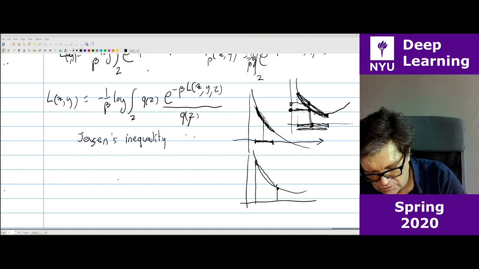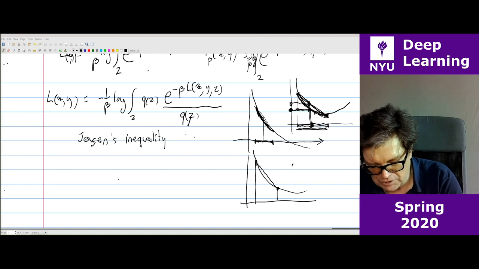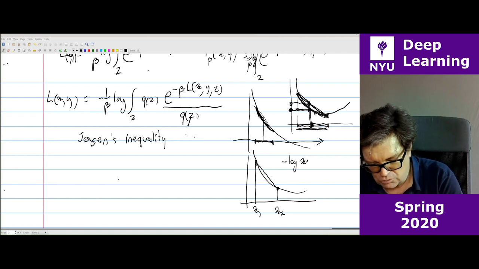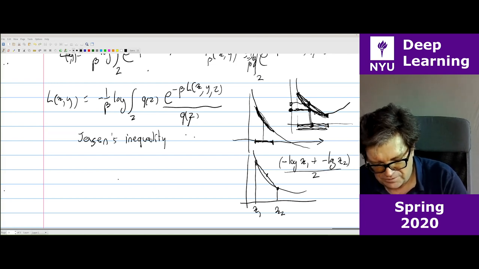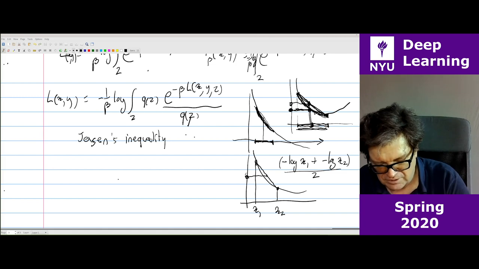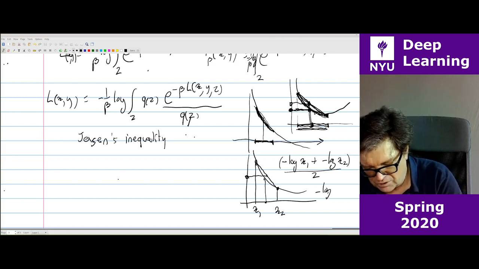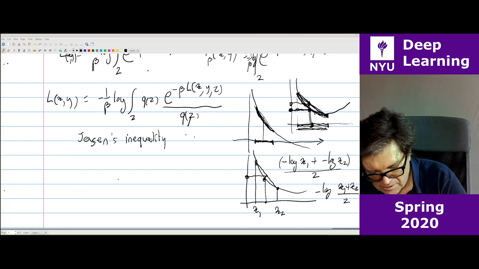The average of those two values, after I pass through the function. Let's say my function is minus log. So the average of minus log of, let's call it x1 and x2, minus log of x1 plus minus log of x2, divided by 2, is this point. And then minus log of (x1 plus x2) divided by 2 is that point, and that's below.